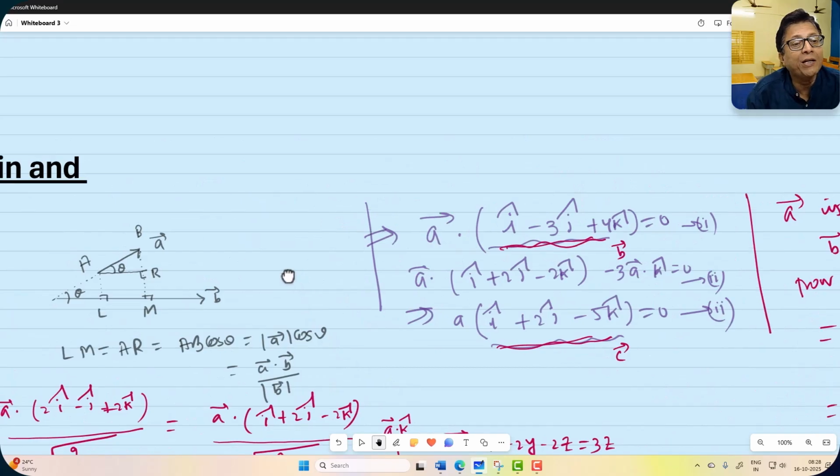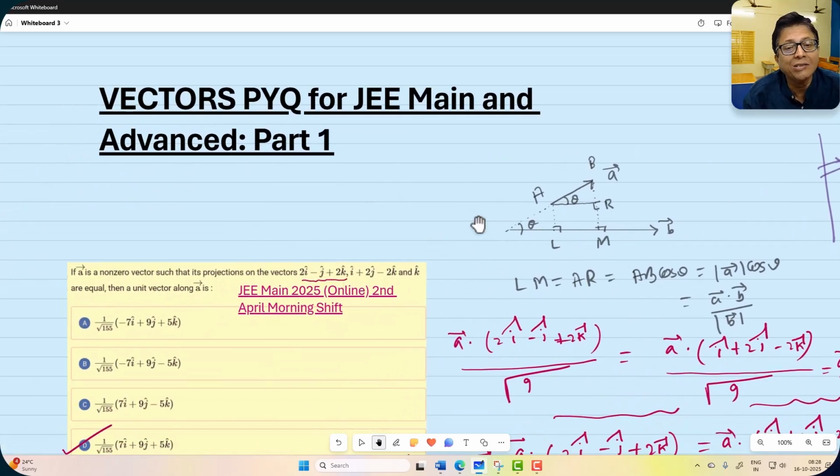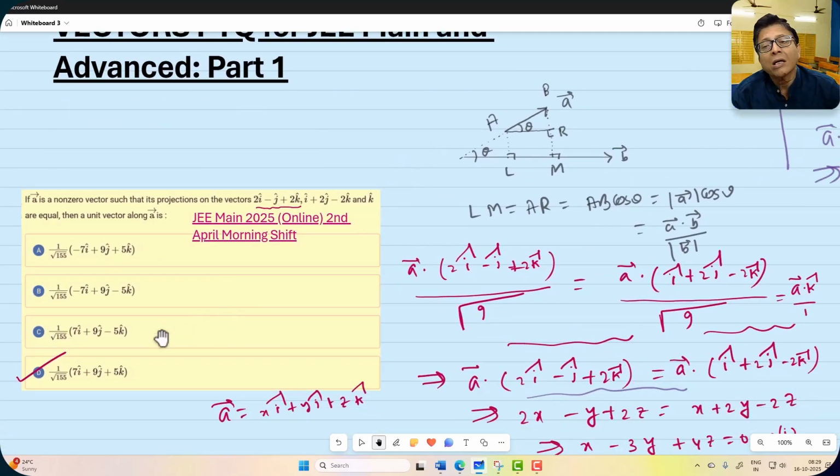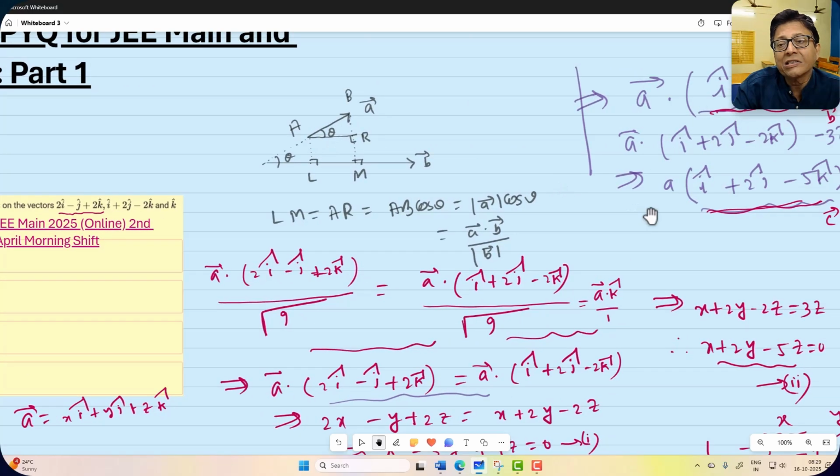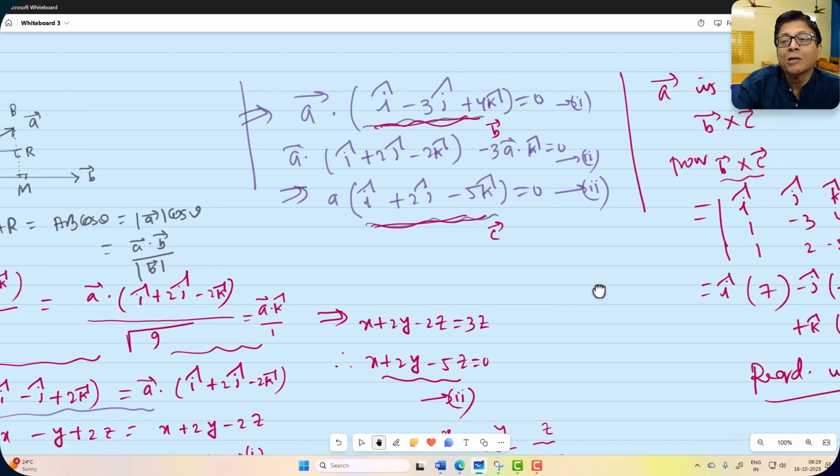So I have explained how to solve a sum by using both the concept of dot product and cross product, either dot product only or cross product only, or if at any stage you find that cross product going to be convenient, you go by that.